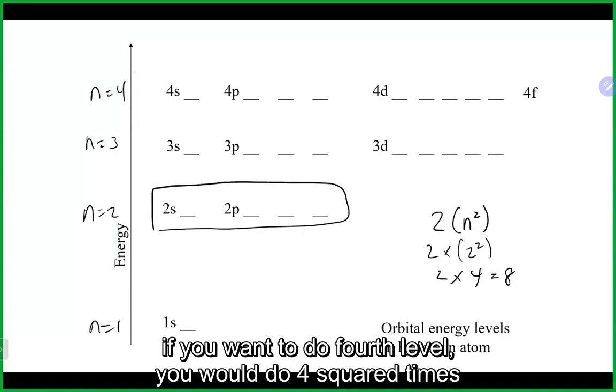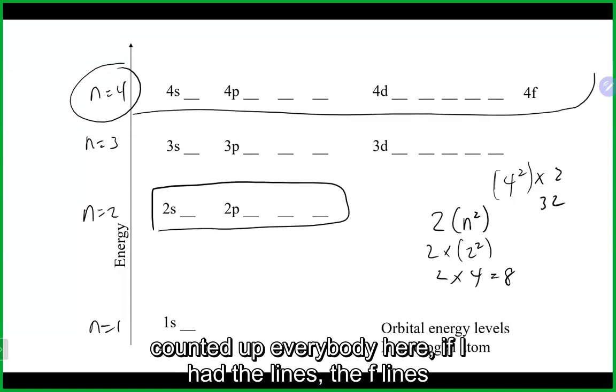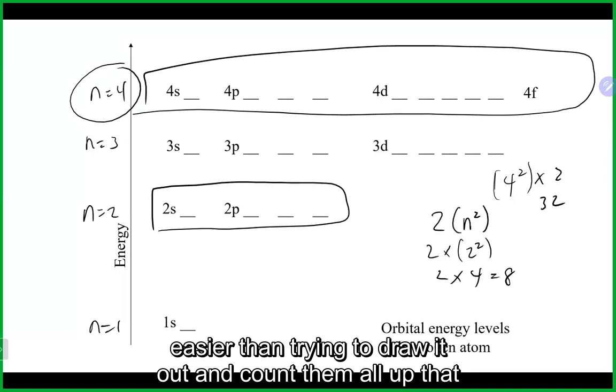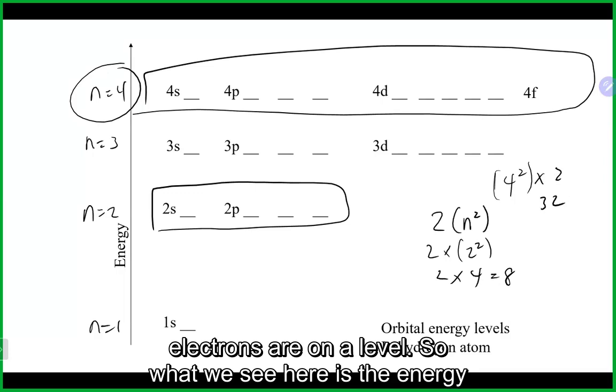If you want the 4th level, you would do 4 squared times 2. That's 16 times 2, which is 32. So if you counted up everybody here, including the f lines that aren't drawn, you could put 32 electrons there. That's a lot easier than drawing it out and counting them all up, and it works for figuring out how many electrons are on a level.